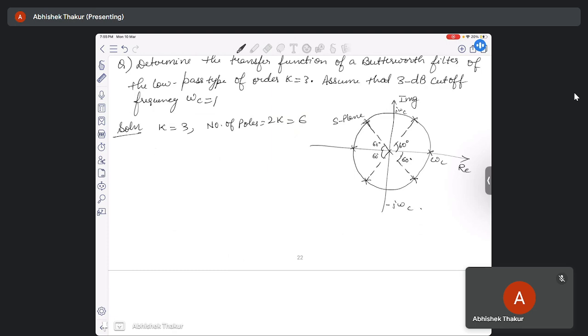So now if you take the values, s will become minus half plus j root 3 by 2, and one s is at minus 1, and another s is at minus half minus j root 3 by 2. So these all are the left hand poles of the S plane. You can see this one is the pole which is minus half plus j root 3 by 2, and this is our minus 1, and again this is our minus half minus j root 3 by 2.